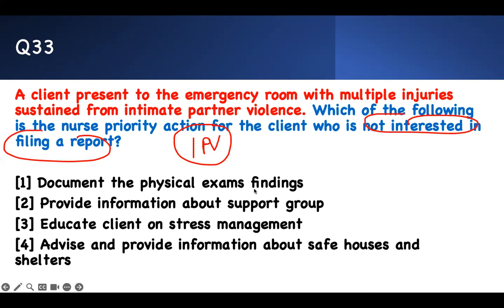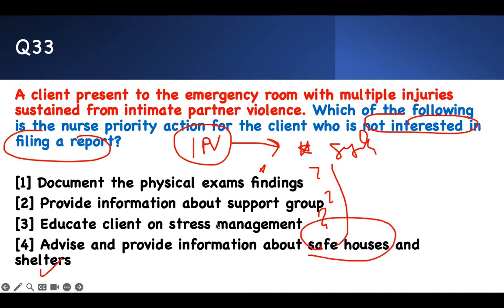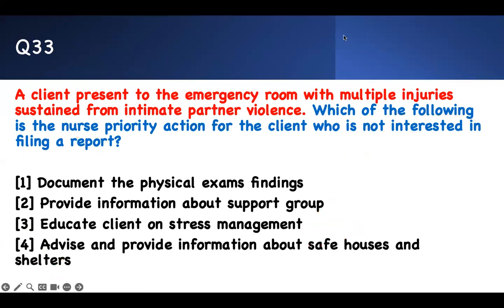Document the physical exam findings. Yeah, she's going to get beaten again, even though this is important. Let's see if there's another one better. Provide information about support groups. That's fine. Let's see if that's better. Educate them about stress management. That's fine. Let's see if something is better. Whenever they come in, number 1 is safety. So which of these provides safety? Safe houses and shelters, so that they can run from their house in case something happens. This does not provide them safety. So number 4 is a better choice. Provide safety for them.